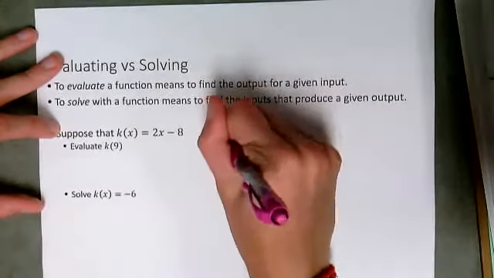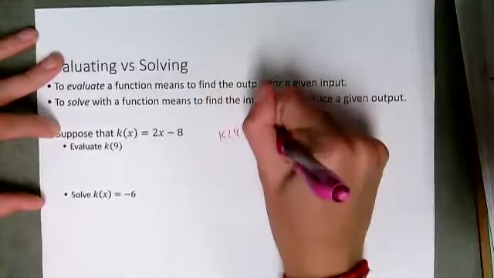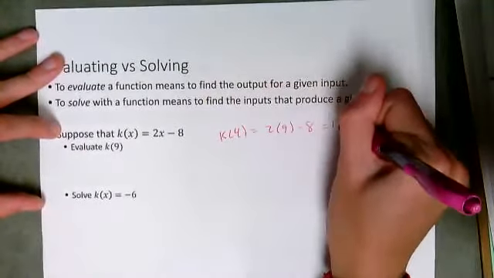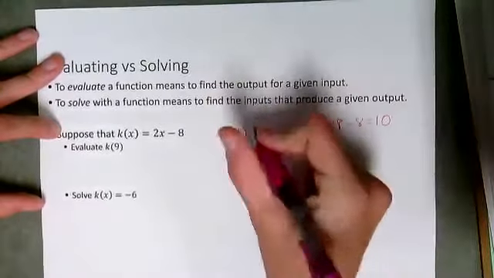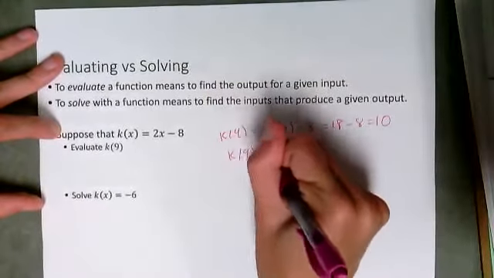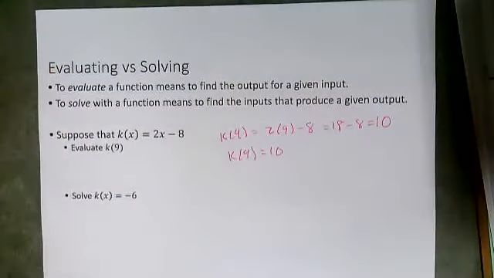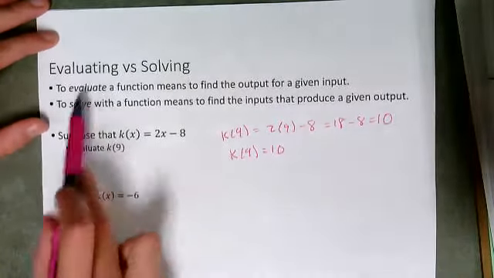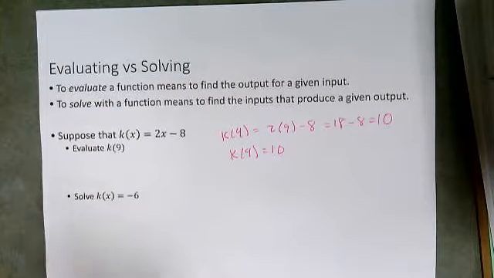That would mean that we say, okay, k of 9 is equal to 2 times 9 minus 8. 18 minus 8 is 10. So k of 9 is equal to 10. It's the same thing as saying, if x equals blah, and you solve for y, right? But we're using two different words here to distinguish things.